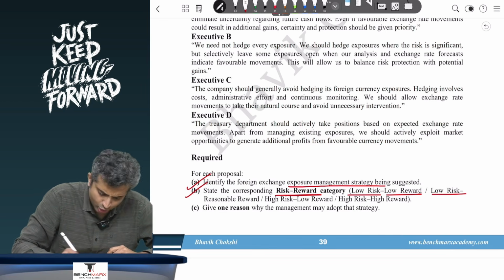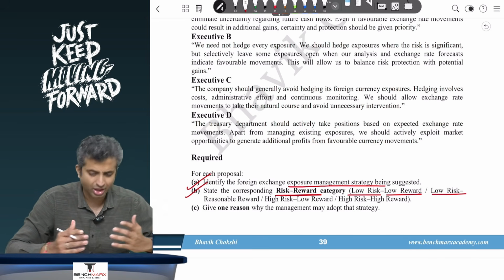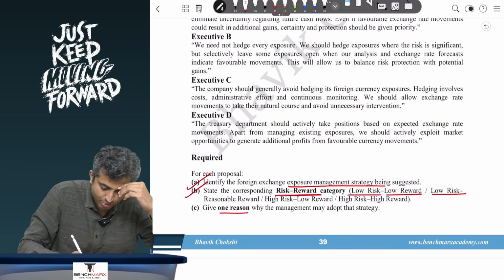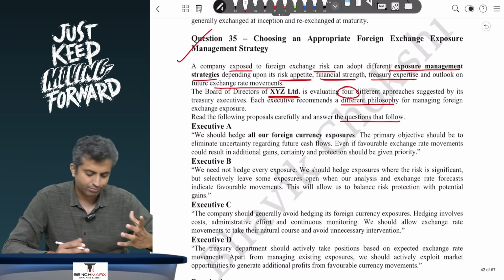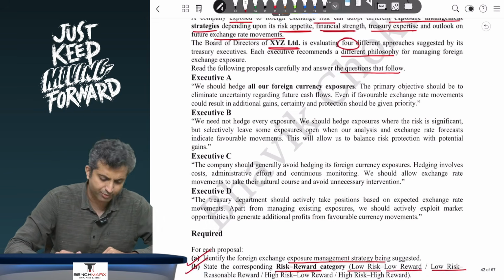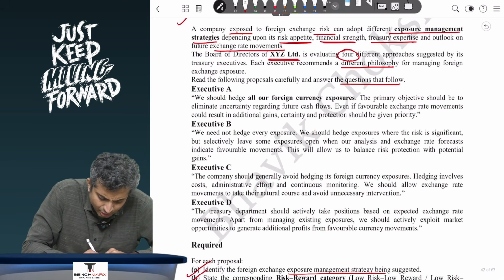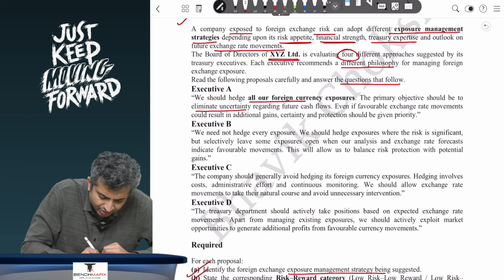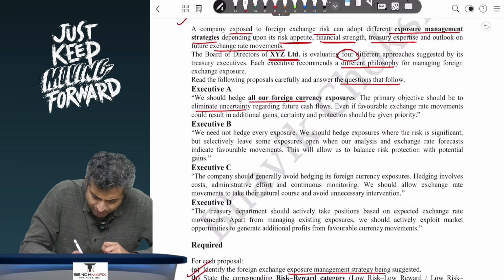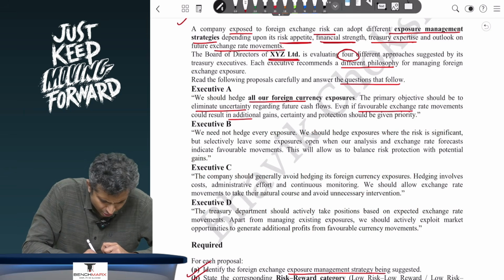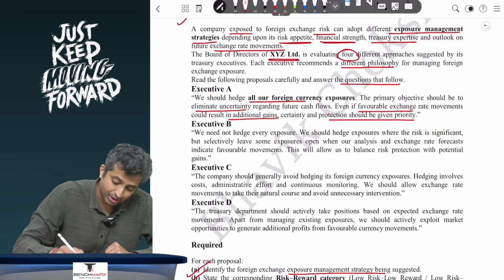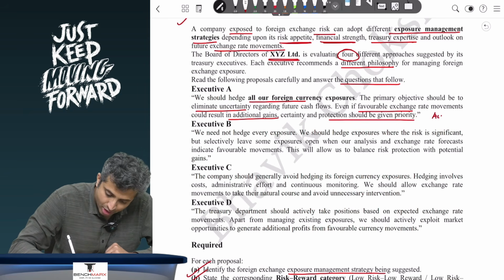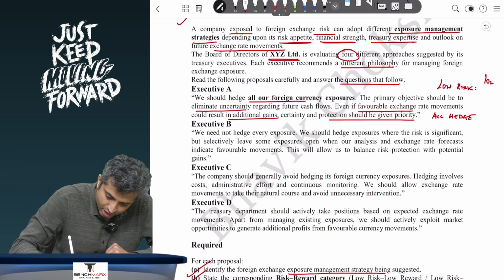Whether it is low risk, low reward, low risk, reasonable reward, high risk, low reward, and so on, and give one reason why management may adopt that strategy. So maybe they may not ask you a theory question, but for sure this can come in an MCQ. So let us review. Executive A: we should hedge all our foreign currency exposures. All. The primary objective should be to eliminate uncertainty regarding future cash flows. Even if favorable exchange rate movements could result in gains, certainty should be given priority. So over here, this will be all hedging, and this will result in lower risk, but it will also carry a lower reward.